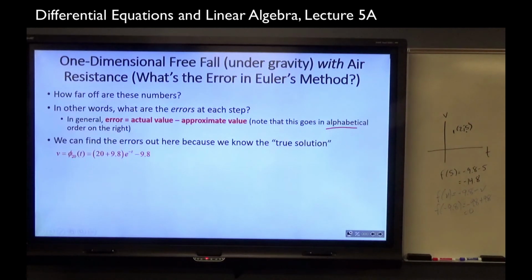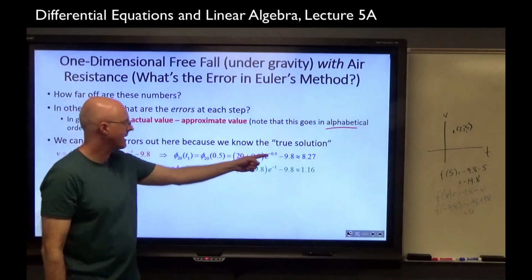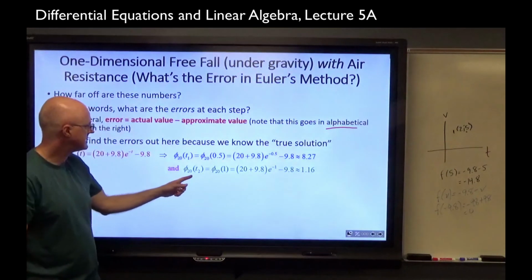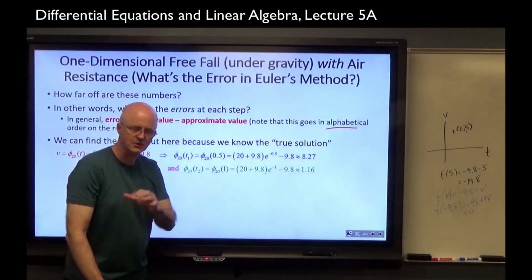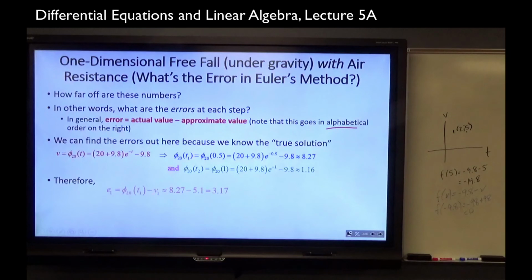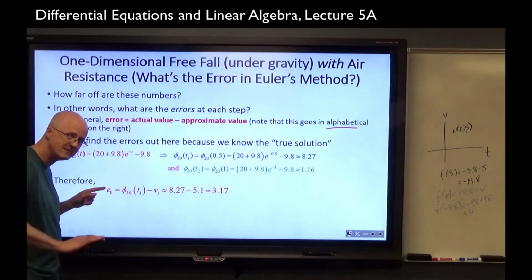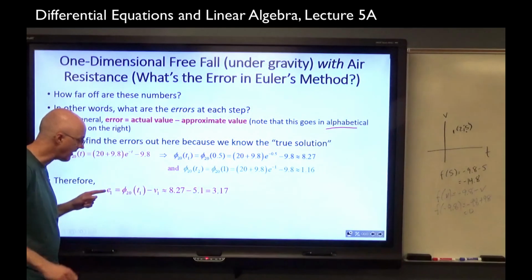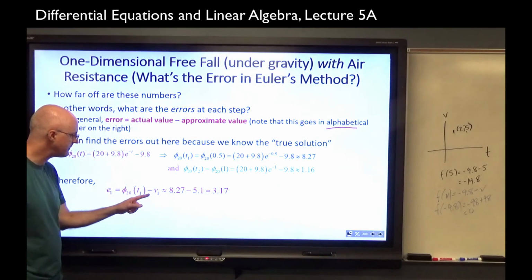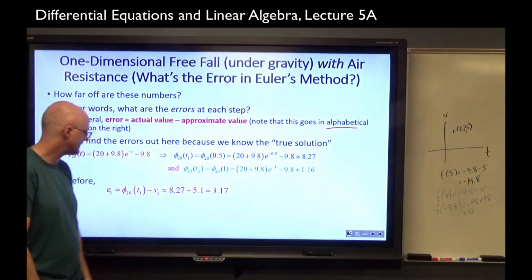So we know the true solution, so we can find the errors here. Here's our true solution. Plug in T1, which is 0.5, I get about 8.27. Plug in T2, which is 1, I get about 1.16. You should double check those numbers. Compare to V1 and V2 that I got from Euler's method. The error at step 1, E1, this is not the number E, it's not 2.718, it's error at step 1. Actual value minus approximate value, which is approximately 8.27 minus 5.1, 3.17.